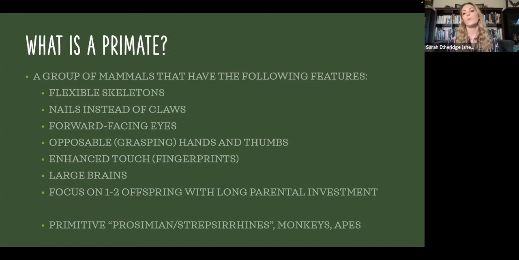So what is a primate? Well, a primate is a group of mammals that have the following features. They have flexible skeletons because we evolved for life in trees. We have nails instead of claws. If you look at the skeleton of a dog or a cat, you can actually still see their claws attached to their bone. Primates don't have that. We have nails that sit on top of a nail bed. So if you break or lose one of those nails, it will regrow.